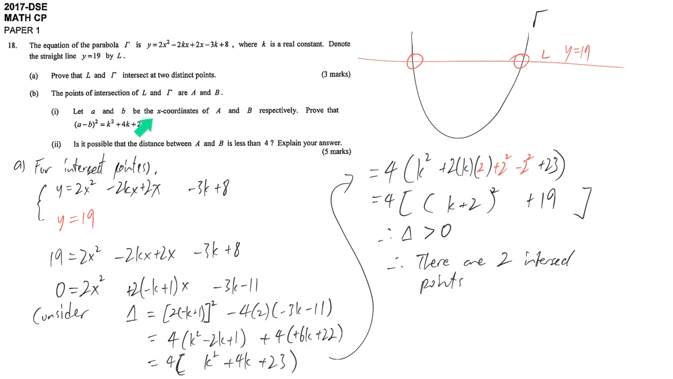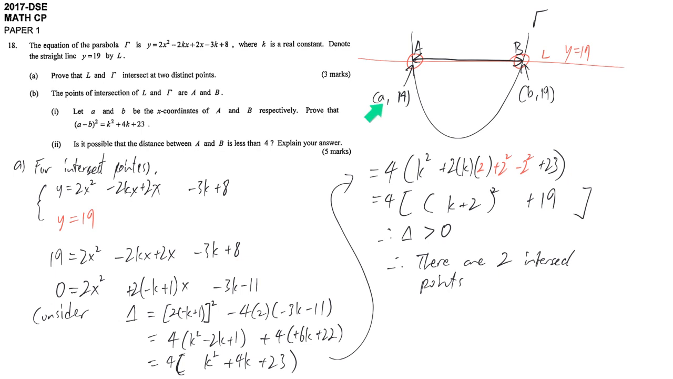And then in part B, they say that alpha and beta are the x-coordinates of A and B respectively, because they intercept at 2 points. So let's say I let this point be A, this point is B, and then this coordinate will be (alpha, 19), because the red line is a horizontal line. So the B coordinate is (beta, 19). And then we have to prove alpha minus beta is equal to this. That means we are asking what is the difference, the distance here.